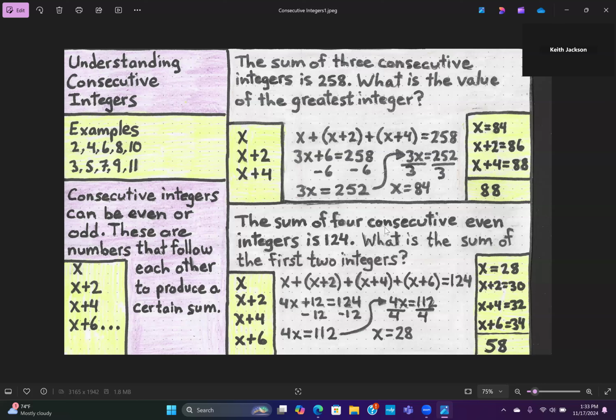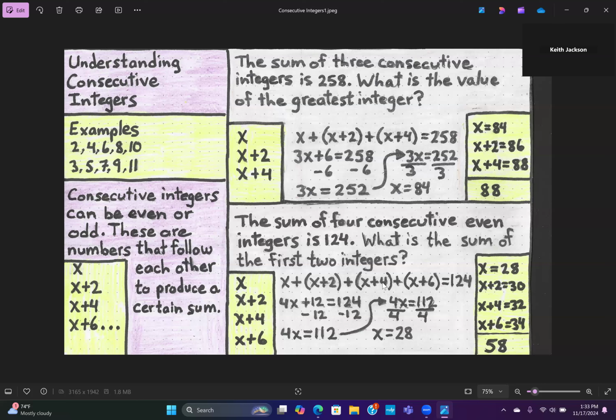Let us move on to the second example, in which we have the sum of four consecutive even integers is 124. What is the sum of the first two integers? Let's take our time with this. First, the best thing to do is to find what is the first integer. We're just going to add them together: x plus x plus 2 plus x plus 4 plus x plus 6, and all that's going to equal 124.